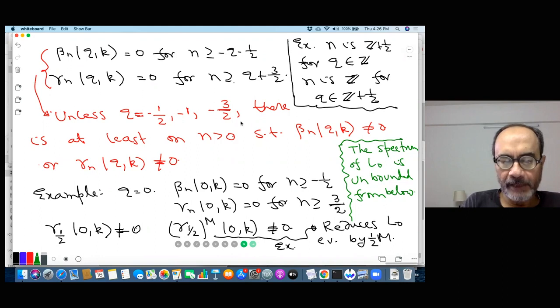But all of these problems are resolved in string field theory. But let me just say at this stage itself that this is the reason why, while deciding which states are allowed states of the string, we restrict to q equal to minus half and minus one.